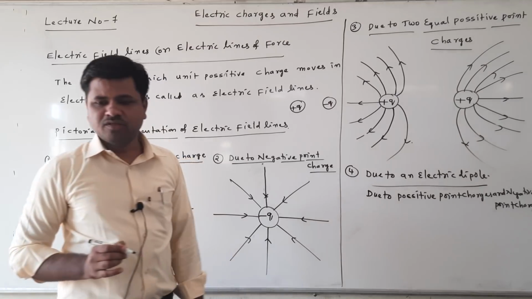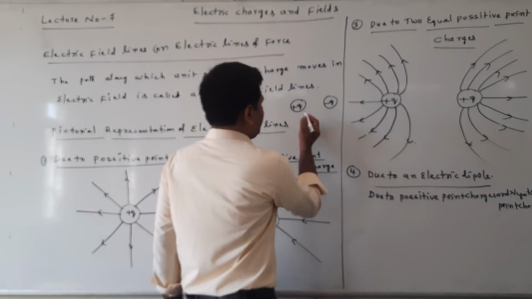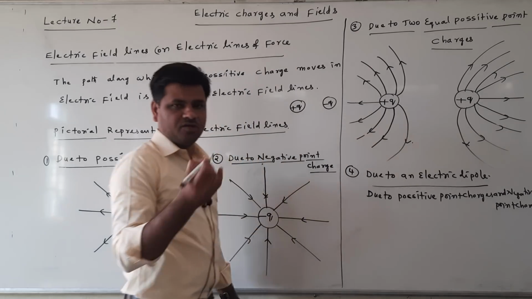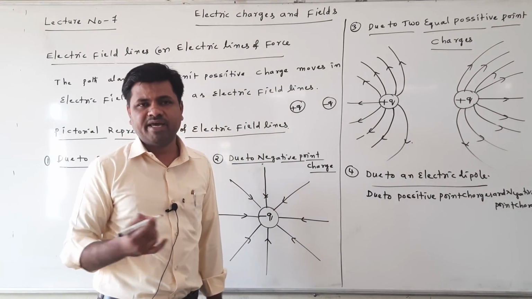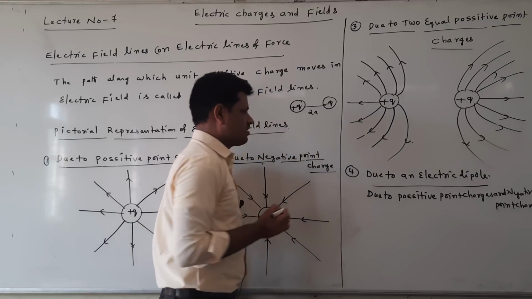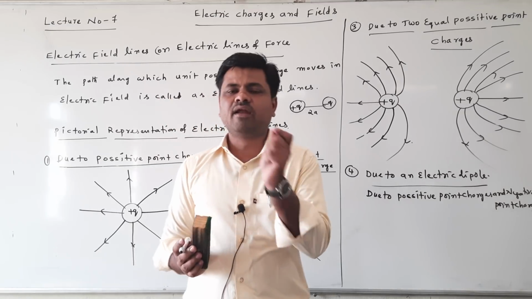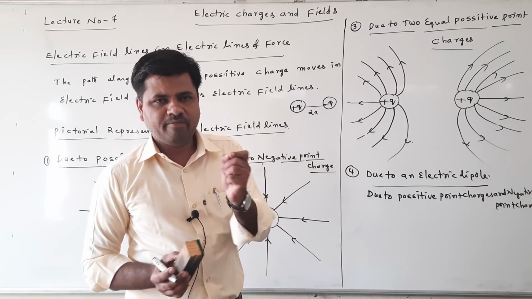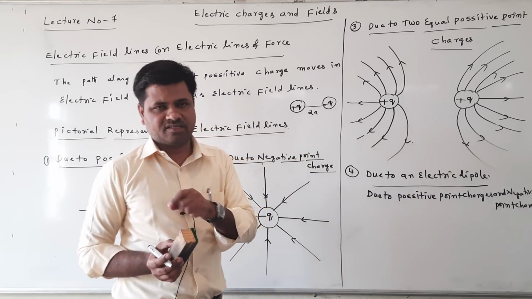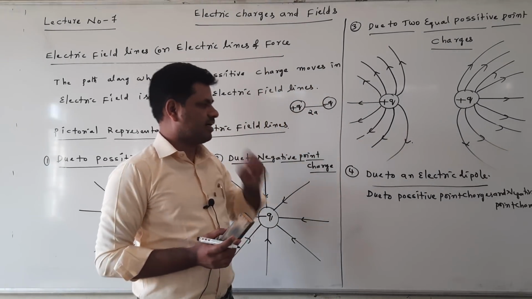Two equal and opposite charges. Opposite means one is a plus, another one is a minus. They are separated by a small distance, 2a. Then it is called an electric dipole. Electric dipole means two equal and opposite charges separated by a certain small distance. The small distance is taken as 2a. That system is called an electric dipole.